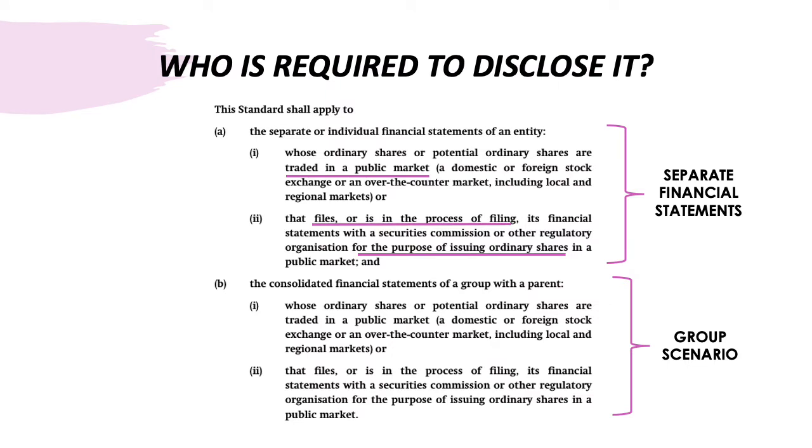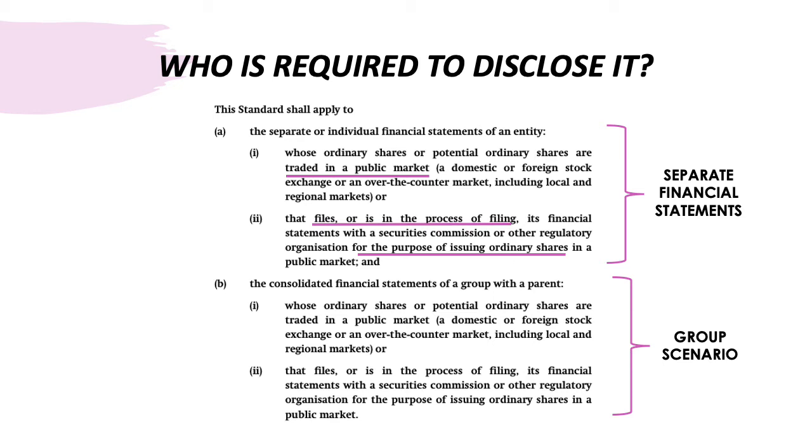The requirement to disclose earnings per share comes from the standard specifically dedicated to earnings per share, namely IAS 33. The standard specifically states that earnings per share will have to be disclosed in the separate financial statements and the consolidated financial statements of all entities whose ordinary shares or potential ordinary shares trade in a public market, whether it be local or foreign, as well as all entities who have filed or are in the process of filing in order to be able to issue their ordinary shares in a public market.